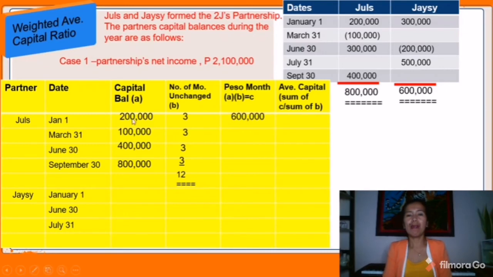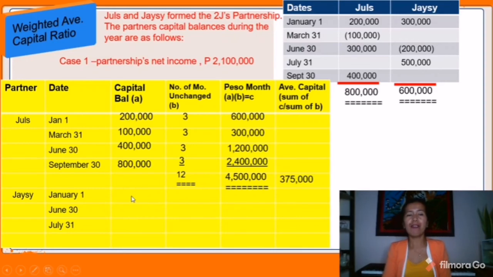And for the peso month, that is A times B. So that is 200,000 times 3. We get 600,000 and the rest will follow. And we have to sum all of this. The total of this is 4,500,000. To get the average capital balance, that is 4,500,000 divided by 12. That gives us this amount, 375,000.